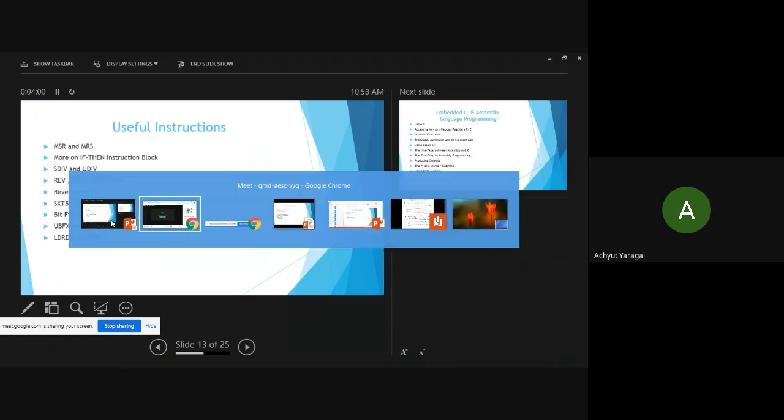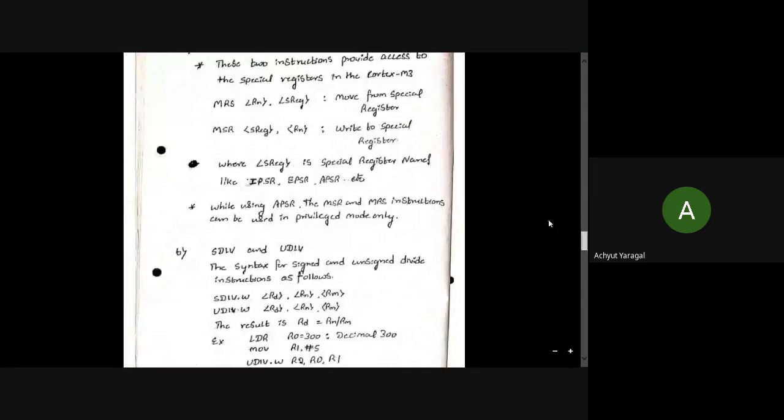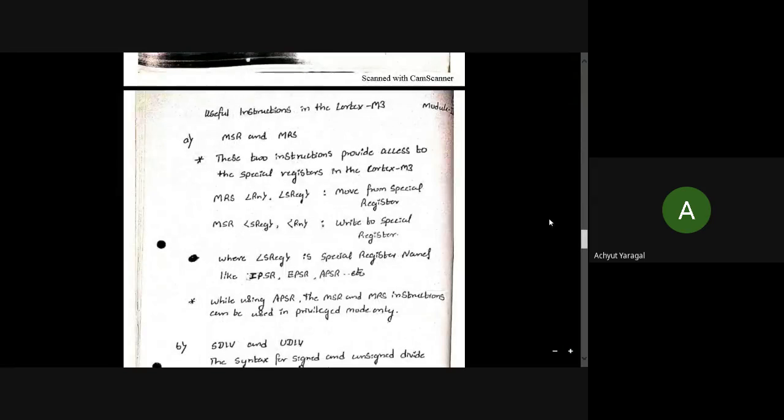So for this explanation I will move on to the PDF file, which is easier for me to explain the things. So I just get on to this first useful instructions page. So these are the useful instructions in Cortex M3, MSR and MRS. These provide access to the special registers in the Cortex M3. These two are the instructions.